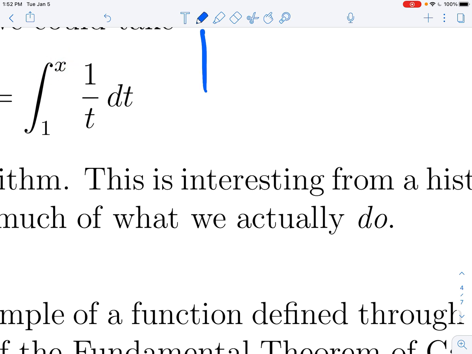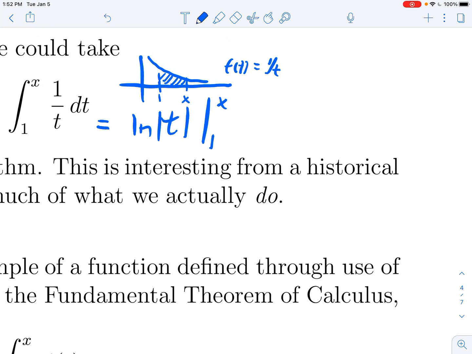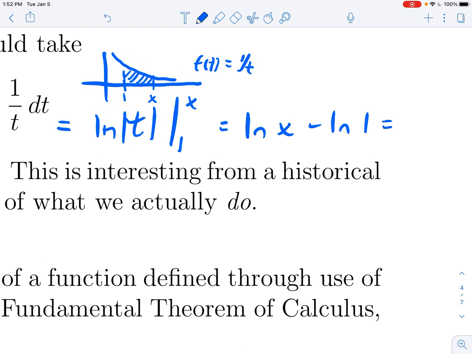Or you can think that what this really means is, if we graph this function f of t equals 1 over t, what we're measuring here is an area between 1 and x. As x moves, the answer moves. Now, by the fundamental theorem of calculus, the antiderivative there would be the natural log of the absolute value of t from 1 to x. So that would be the natural log of x minus the natural log of 1, assuming x is positive. Natural log of 1 is 0, so we get the natural log of x. So the natural log of x actually measures that area.